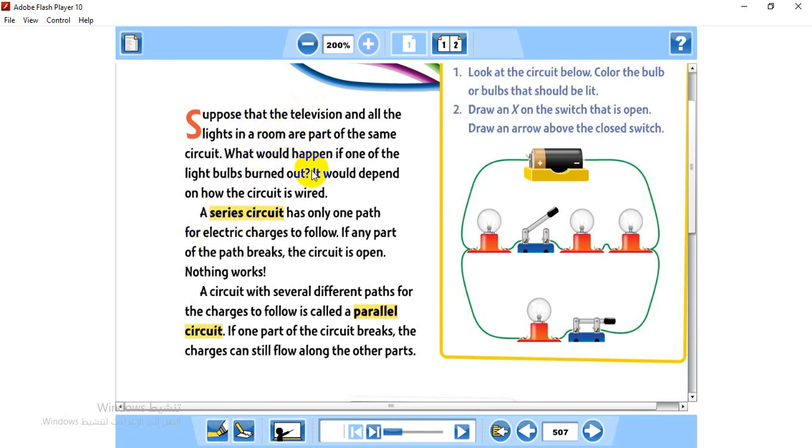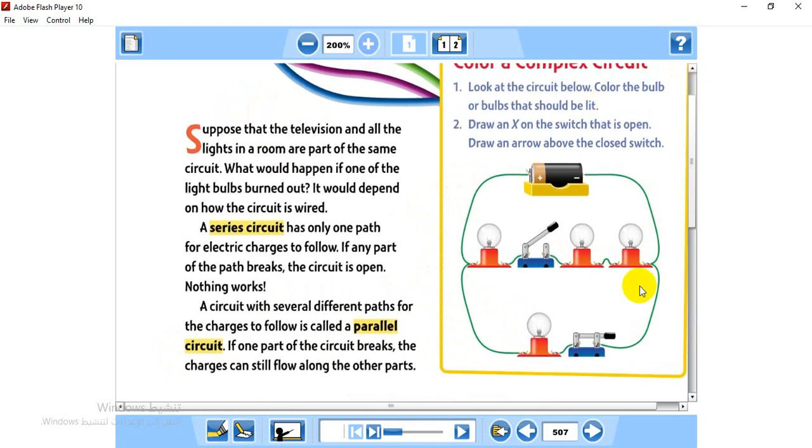But what about if they are in different paths, which we call a parallel circuit? If one light burns out, the other lights will still work, and the television itself will still work also. Because a parallel circuit depends on how many paths, 2 or more than 2 paths. Okay guys, now let's start to solve the activity here.